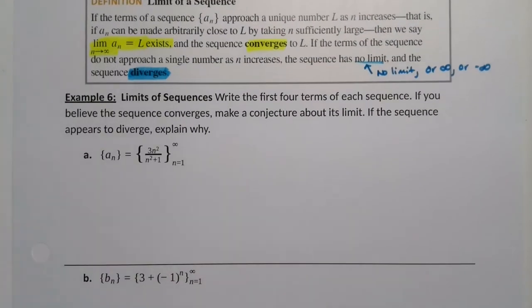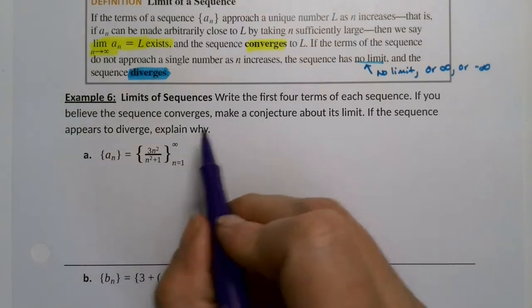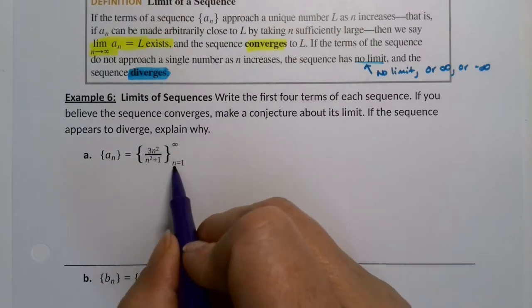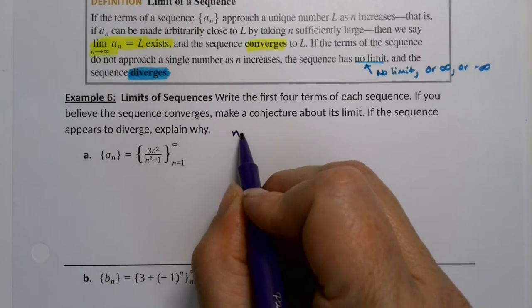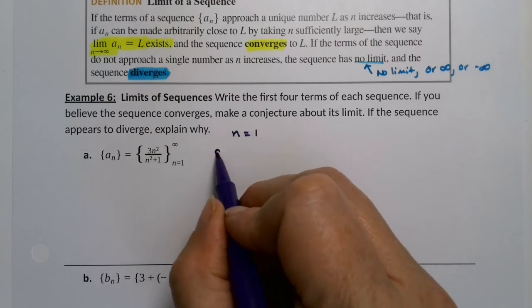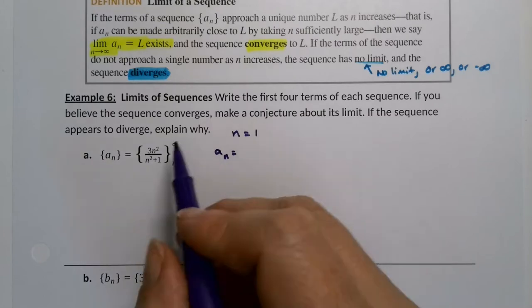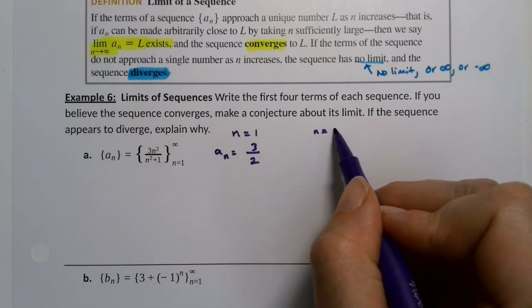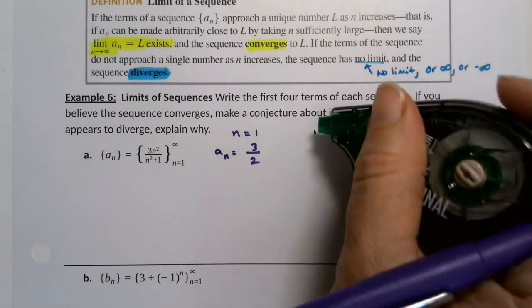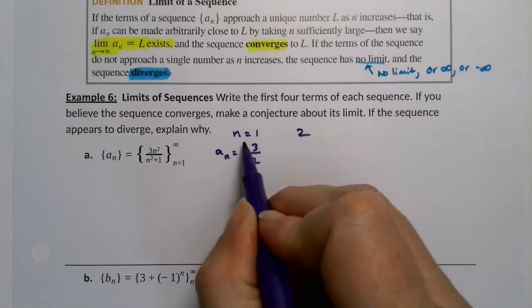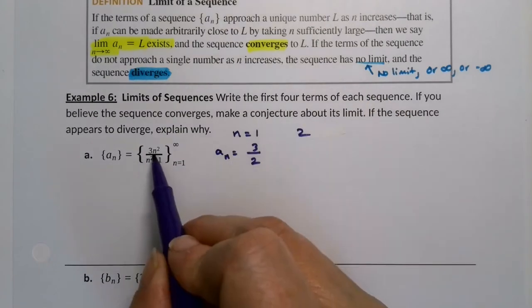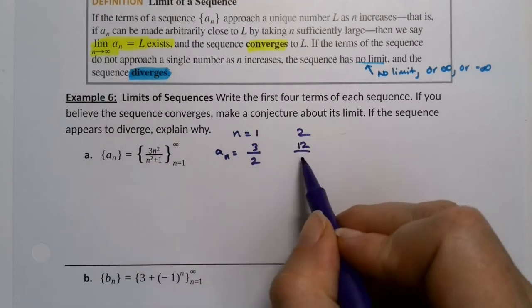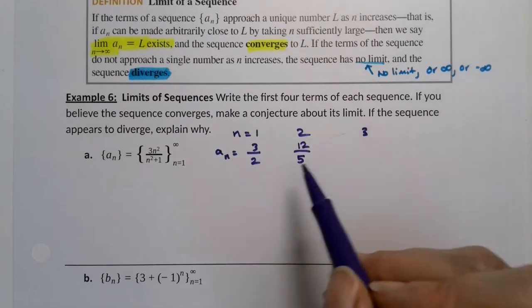All right, so I want to look at this one. When n is equal to, and they want us to come up with the first four terms. So doing this in our head a little bit, if n is equal to 1, then a sub n is 3 over 2. If n is equal to 2, 3 times 4 is 12, over 4, since 2 squared is 4, plus 1 is 5. And that is equal to 12 over 5.